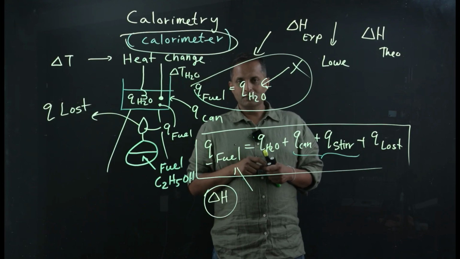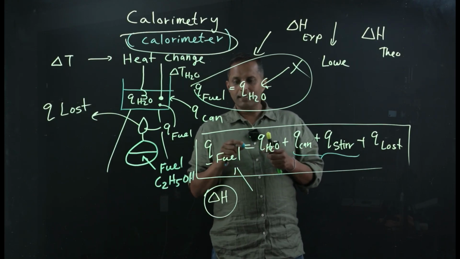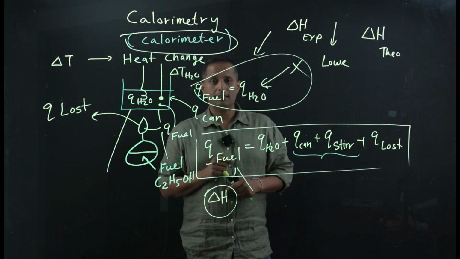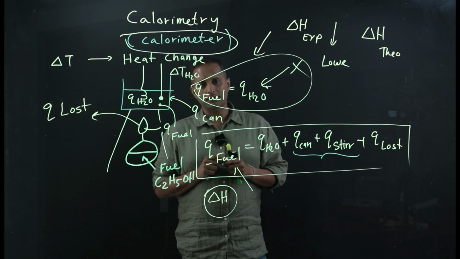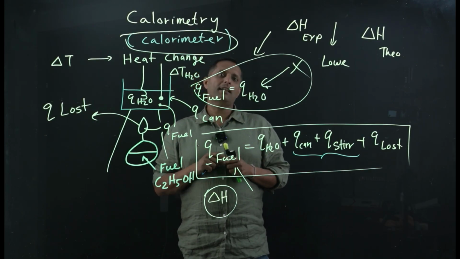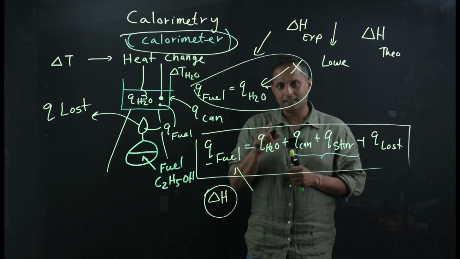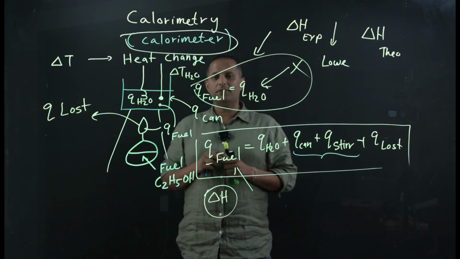Thereby, what do we do? We can get an accurate Q fuel value so that we will end up getting an accurate delta H value. That is why we use a calorimeter. Is that clear to you? That's the first thing you need to understand.